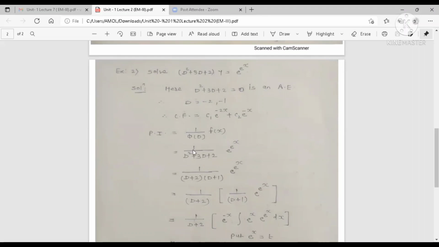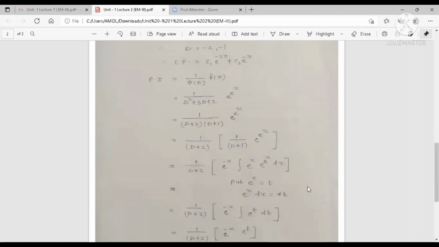Now the factors of D square plus 3D plus 2 are D plus 2 and D plus 1, because 2 plus 1 is equal to 3 and the multiplication of 2 and 1 is 2. So the factors are D plus 2, D plus 1, into e to the power x. Now there are two factors in the denominator, so we will solve one by one.